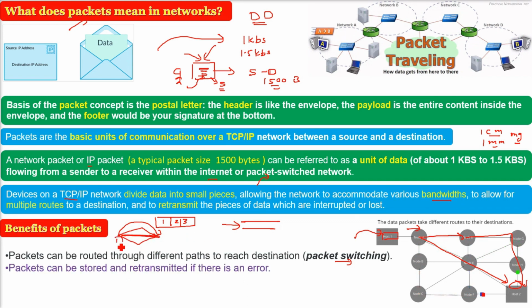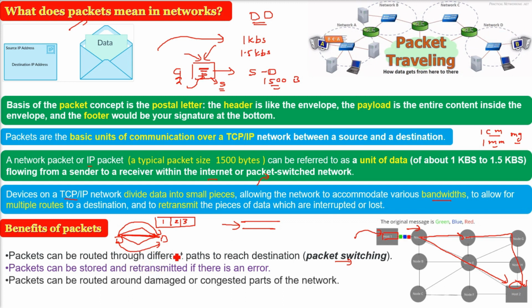As I told you, this packet can be stored and can be retransmitted also. If there is a certain error, say the receiver finds that the message is not good, it can be retransmitted. If there are damaged packets or a congested part of the network, or even if the network is damaged or broken, packets can be rerouted also. And the most important part is security. Every packet can be given encryption, which will be decrypted on the receiver side.